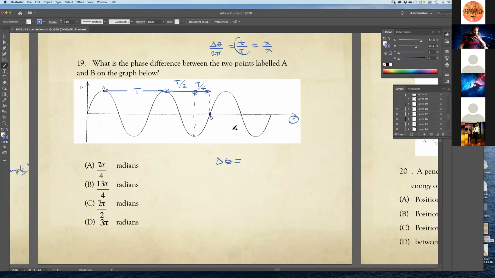Right. Now, the total time difference between these two points will be 1 3/4 T. Do you agree? Yes. The total time from here to here, you add up this to that, the total time difference between A and B is 1 3/4 T, or 7/4 T. Sorry, I should put a capital T here, not a common T. Everybody agrees with that? Yes, sir. So the time between, this is a general equation for finding phase difference.